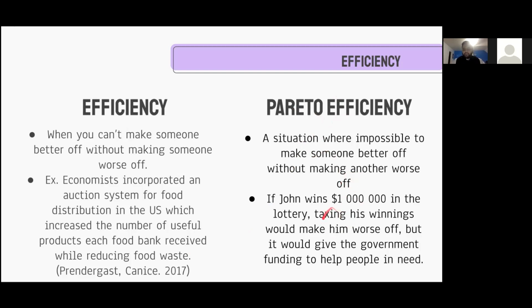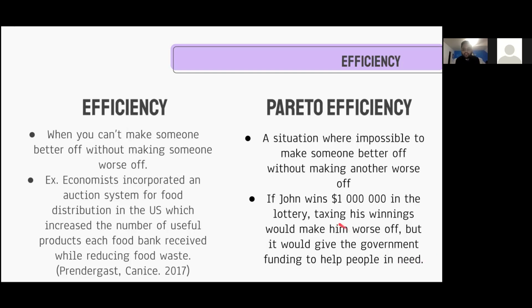I guess one example of this is that if John wins $1 million in the lottery, taxing his winnings would make him worse off, but it would give the government funding to help people in need. Notably, just because you have to take money from someone else and give it to another person does not necessarily mean these are bad economic outcomes. We're just referring to this idea of efficiency and what it looks like.